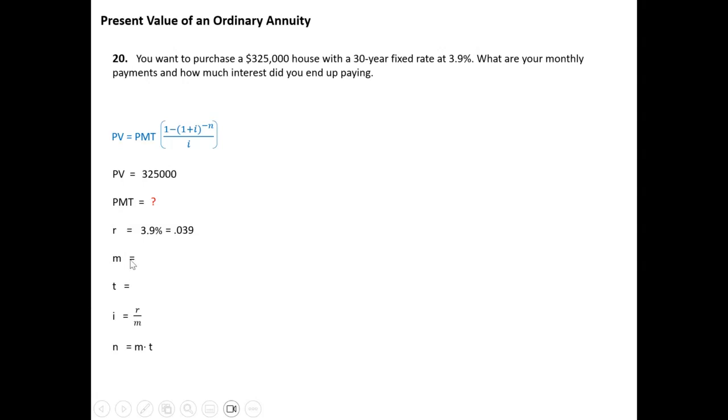My M, monthly, means M is going to be 12. The time is 30 years. The I will be R divided by M, 0.039 divided by 12, which will give us 0.00325. And N, the number of payments, will be M times T, 12 times 30, which will give us 360. So we plug everything in.